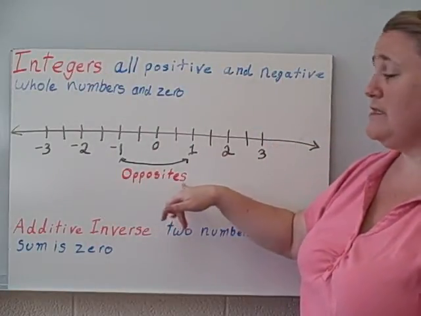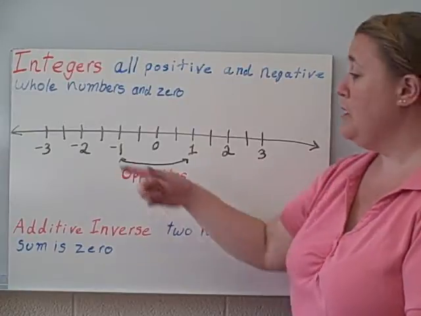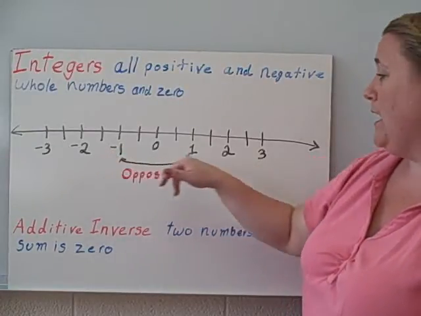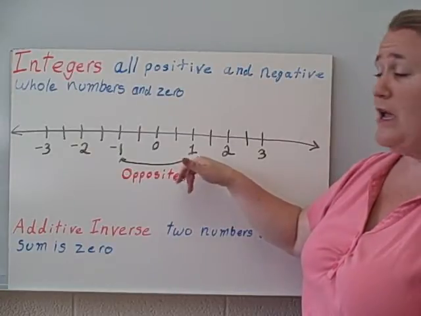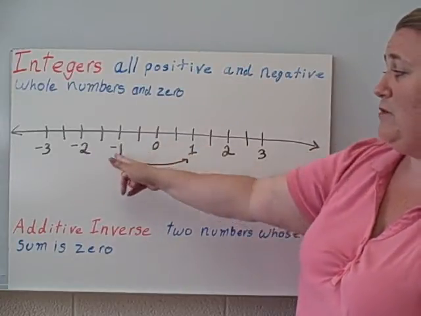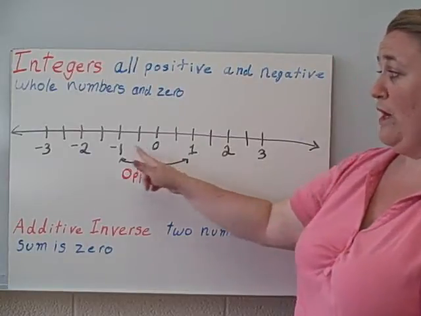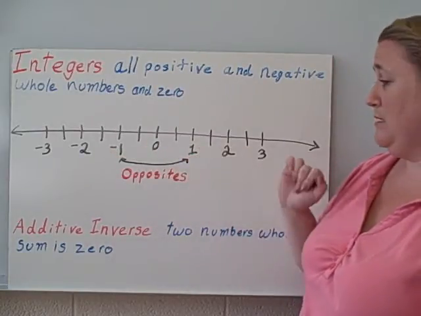Opposites. Opposites is another word that we need to know. It's another vocab. Opposites are things like -1 and +1. They are the same distance from 0. One in a negative direction, one in a positive.